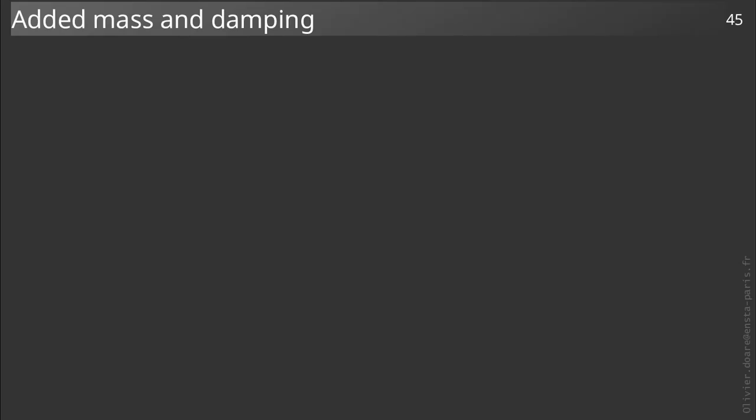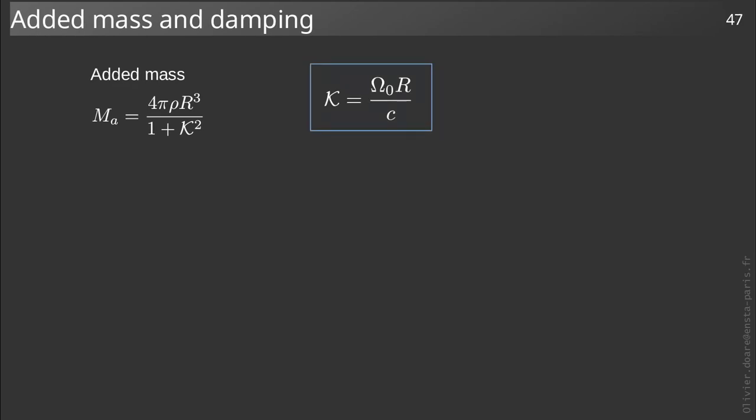The added mass is 4 pi rho r cubed over 1 plus k squared. We see that the added mass tends to a constant for small k. This constant is what we would find if we did a calculation of added mass with the assumption of incompressibility. Recall that k is equal to omega naught R on c.